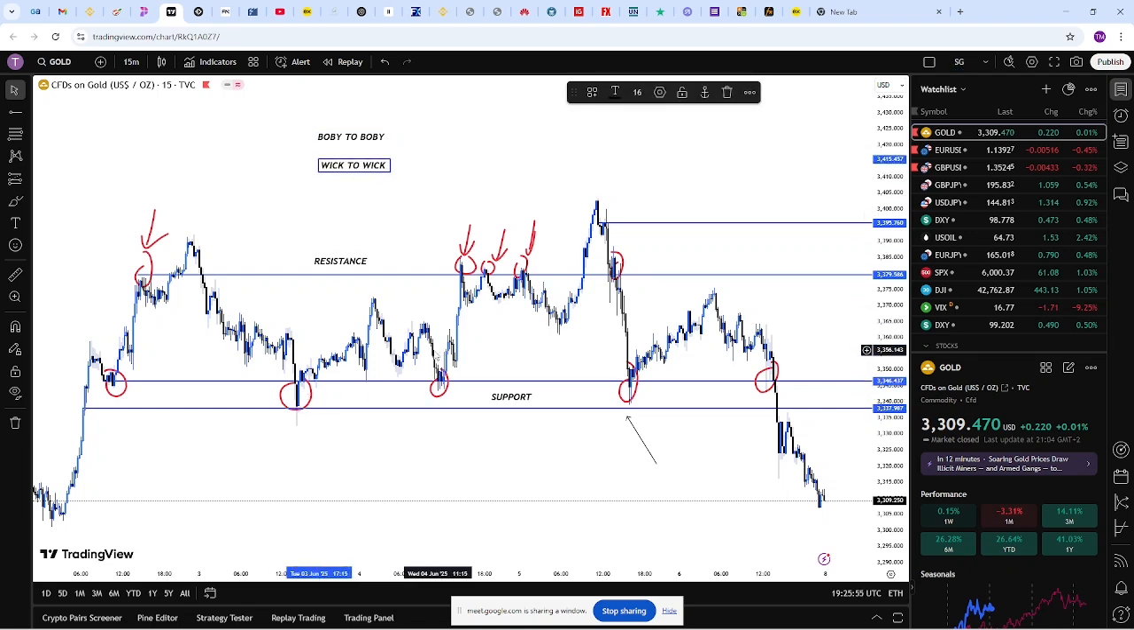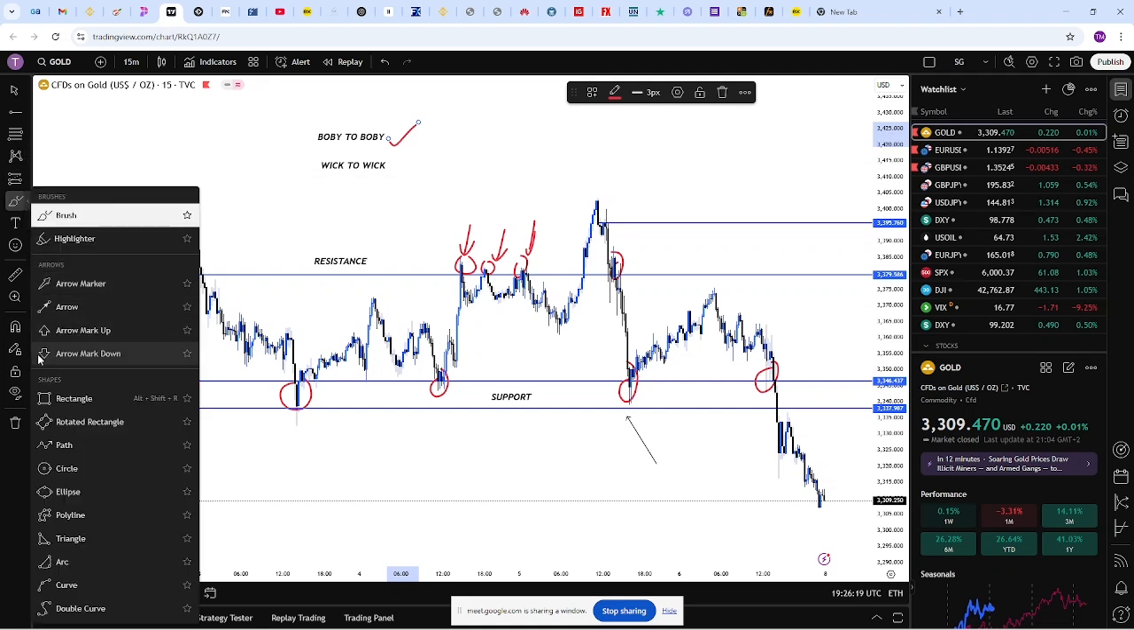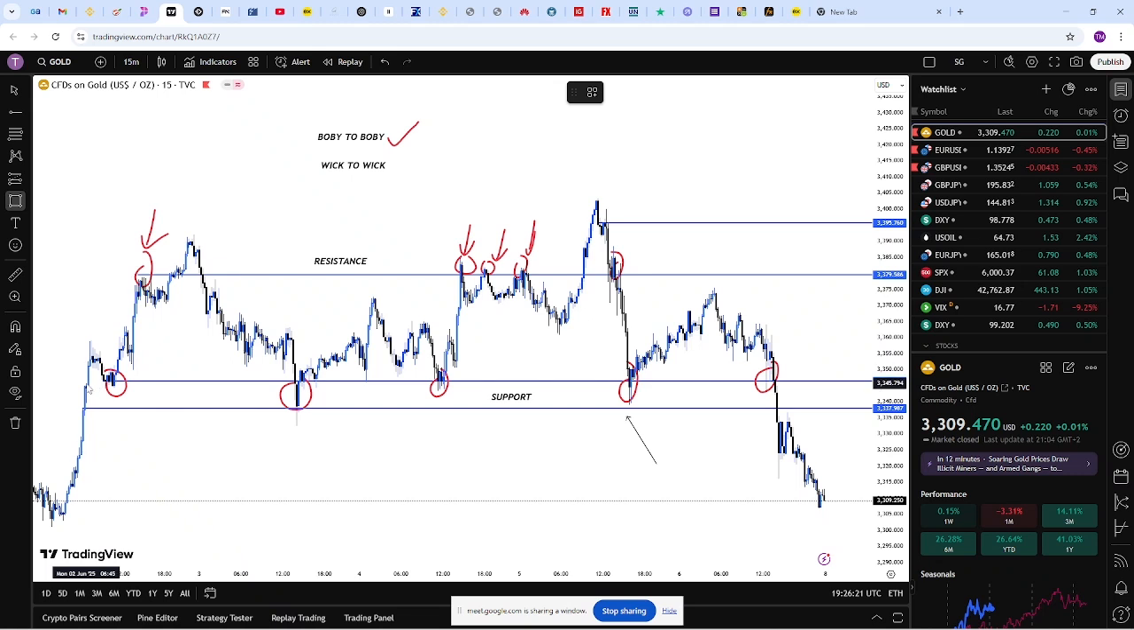From what I have over here, you can tell that I'm using body to body. And when do I use wick to wick? I use it when I'm trading news, or maybe there are more rejections that I have to take into consideration. Then I use wick to wick. So you see on the support, I have two lines. The two lines are basically for me to have my zone. So you can tell that I can easily have my zone here.